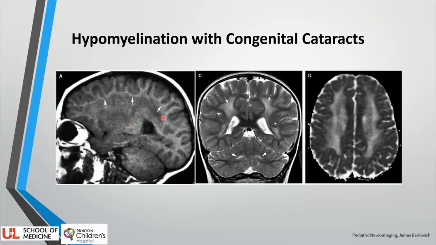Sagittal T1 weighted image on the left shows abnormal dark signal in the deep white matter. There is sparing of the subcortical white matter seen as bright signal. Coronal image in the center shows abnormal bright signal in the cerebral white matter. There is sparing of the subcortical white matter. And this ADC map here shows increased diffusion seen as bright signal.